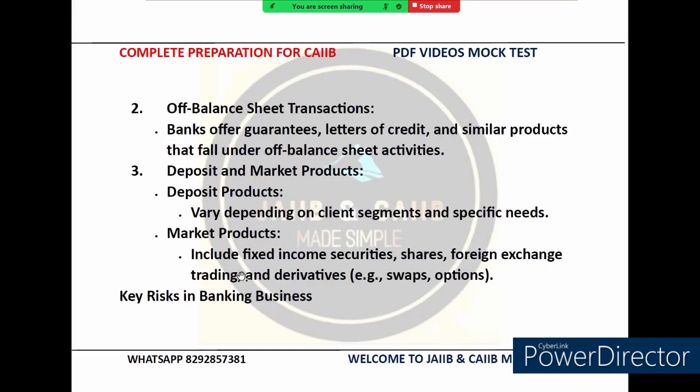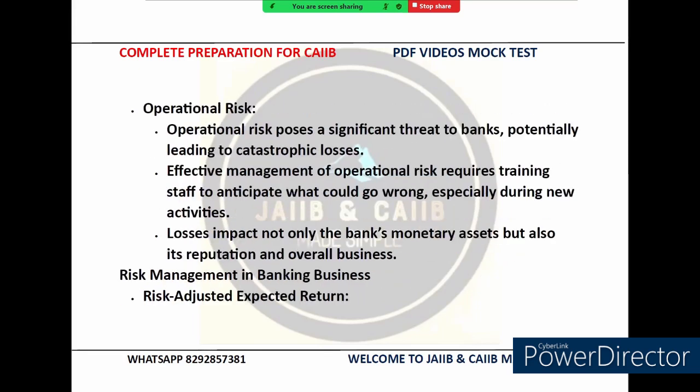We have seen off-balance sheet transactions, which means guarantees and letters of credit which don't appear directly on the bank's financial statement. We have seen deposit and market products like savings accounts, fixed deposits, bonds, shares, derivatives, and we have seen operational risk. Now let's discuss risk management, right?